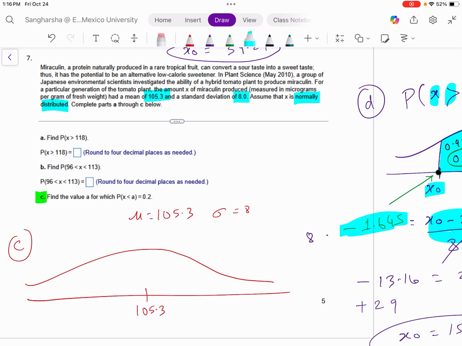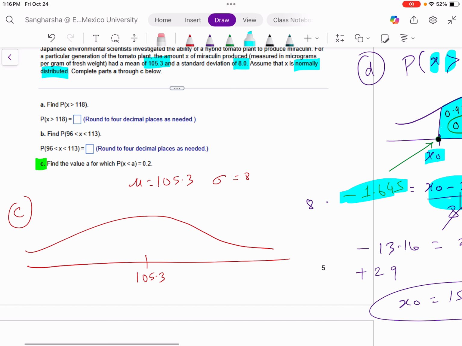And we are asked to find A such that the probability that x takes a value less than A is 0.2. Now at first you have to locate your A correctly. Okay, so let's say our A is here. If our A is here, x less than A means everything on the left of A. Now is everything on the left of A 0.2?